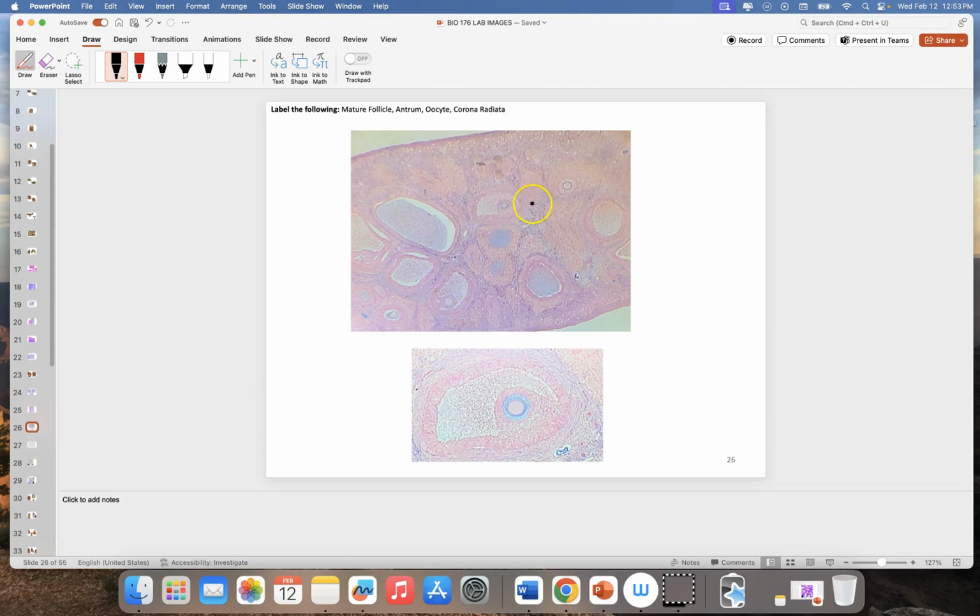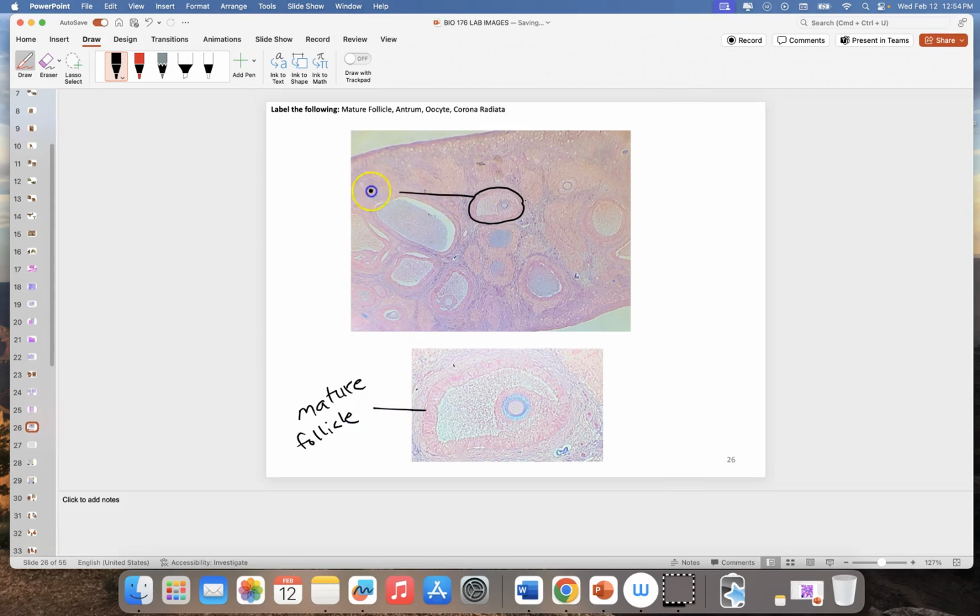And if we focus in on this follicle right here, we note it has that large fluid-filled chamber. And what I've done here is I've blown that up for us because this is going to be our mature follicle. It is also sometimes called the Graafian follicle or tertiary follicle.